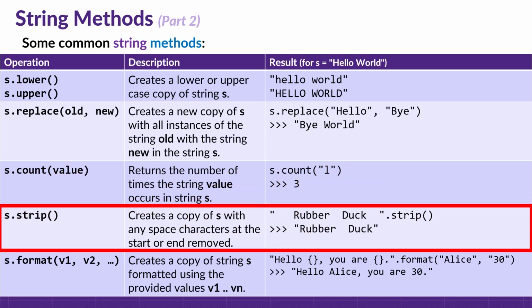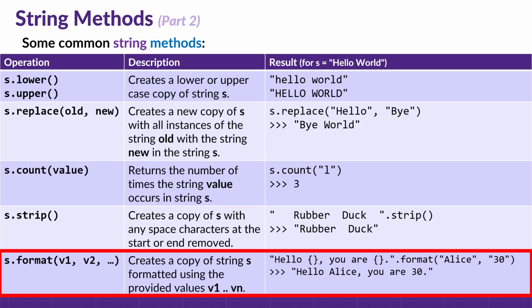The strip method makes a copy of the string with any leading or trailing spaces removed. This can be very useful when we're cleaning up user input. If you think your user might accidentally put in a few extra spaces before a value or at the end of the value. The last method shown here is the format method.